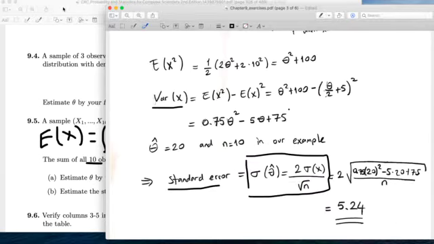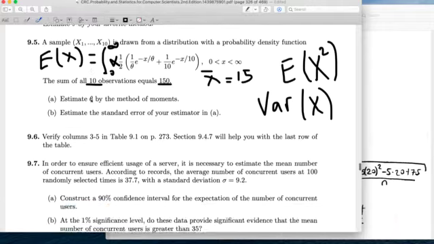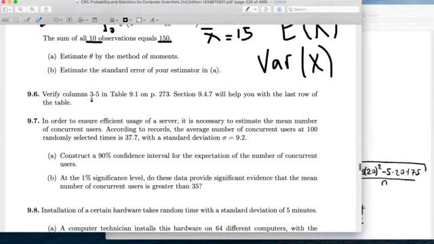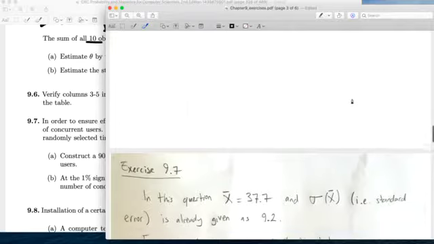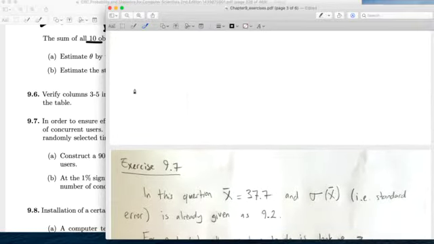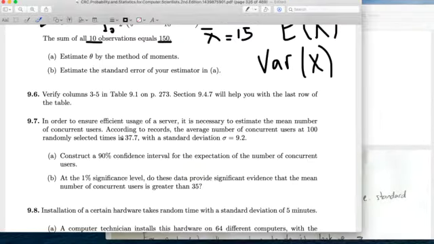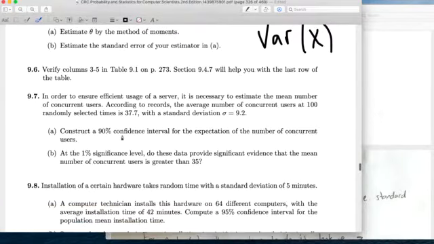Now we can continue with 9.7. All right, now let's just make sure it's 9.7. Yeah, exactly 9.7. So let's read the exercise first. In order to ensure efficient usage of a server, it's necessary to estimate the mean number of concurrent users. So according to records, the average number of concurrent users at 100 randomly selected times is 37.7, with a standard deviation of sigma equal to 9.2.